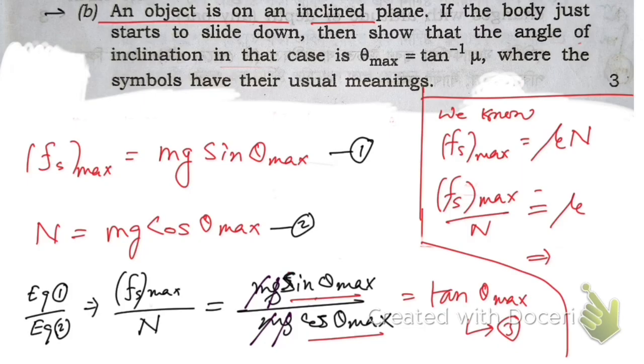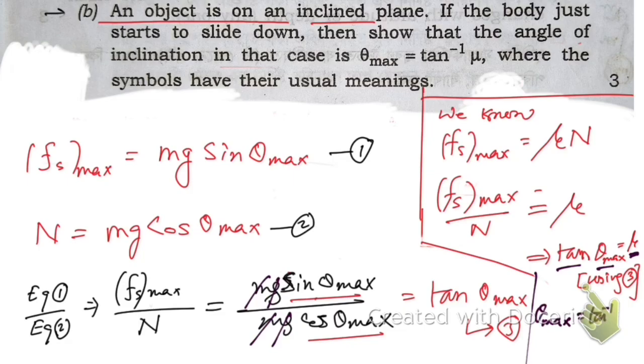So using 3 here, we can write mu is equal to tan theta max. Okay, using equation number 3, right? So now you see, from this relation, if tan theta max is equal to mu, then we can say that theta max must be equal to tan inverse of mu. That is what we need to prove, right? Hope you have understood this.